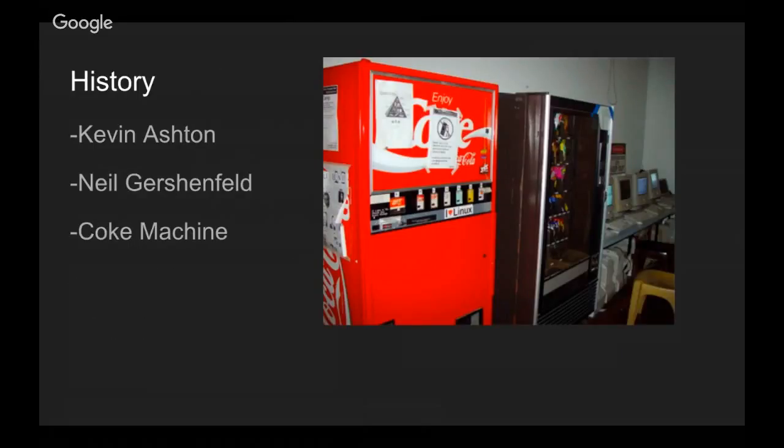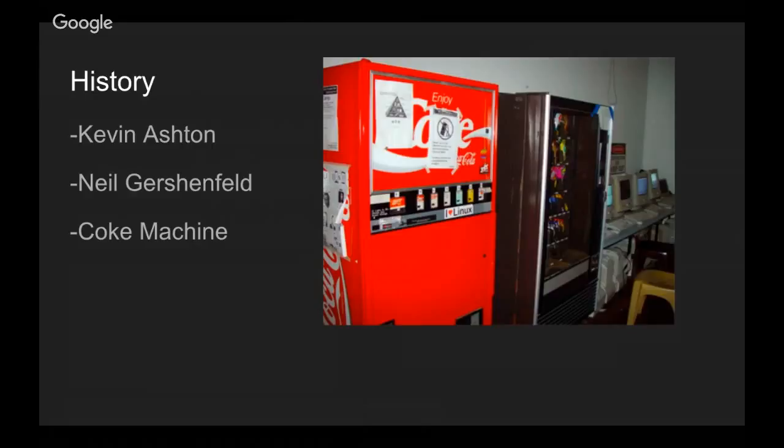So now we're going to go over a little bit of the history of the Internet of Things. So IoT was first proposed by Kevin Ashton in 1999. Kevin Ashton was the co-founder of the Auto ID Center at MIT. Around the same time, Neil Gershenfeld also mentioned IoT concepts in his book, When Things Start to Think. This concept has evolved much over the years, but has actually been around since the 1970s.